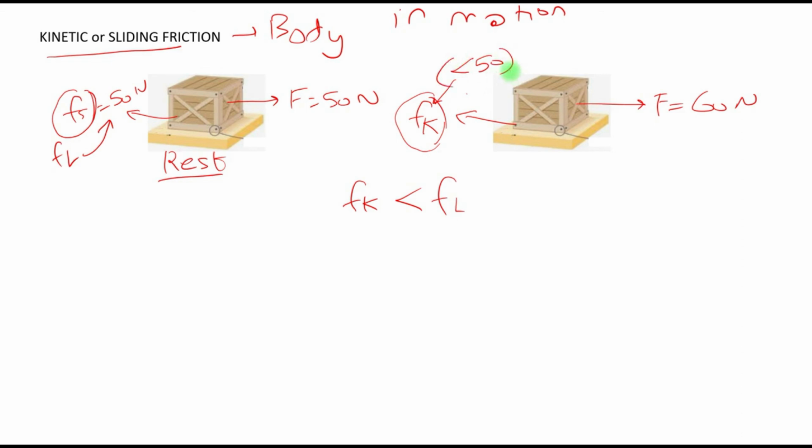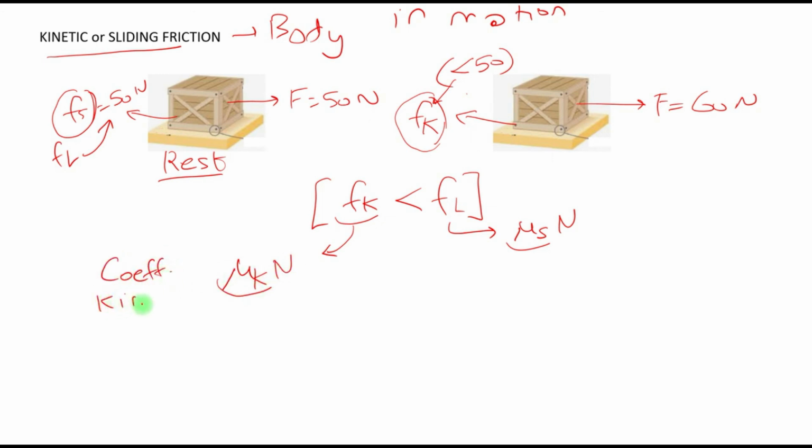This is found experimentally, that the Fk value is always less than Fl. So it is possible that this Fk could be 45. It could be any value less than 50. That will be given to you in the question. Earlier we had seen that the limiting friction is equal to μs times the normal reaction, where μs is the coefficient of static friction. Fk follows the same formula: Fk = μk times the normal reaction, where μk is called the coefficient of the kinetic friction, also called the sliding friction.